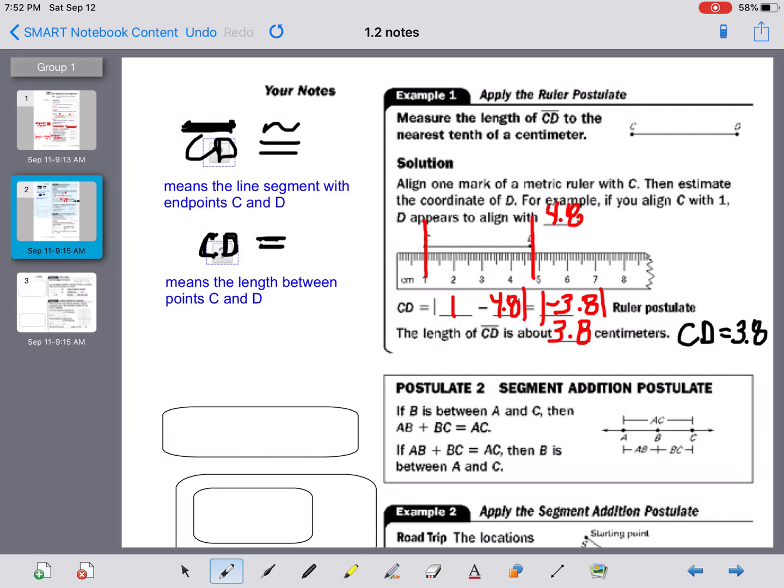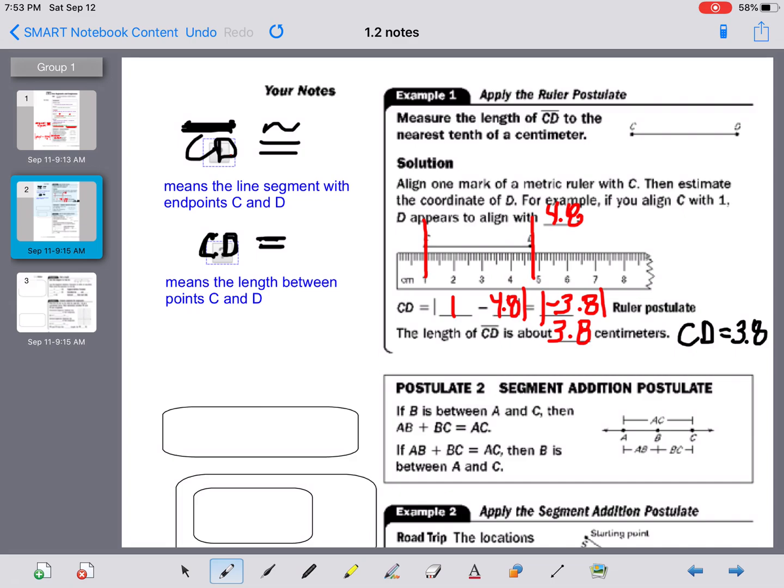Okay, so if I want to know the length of something and I want a value attached to it, I would use an equal sign. But if I'm just talking about a segment, and I'll say like CD is the same length as segment FG, well then those two things would be congruent if there's just the segments. But if I throw in their length, like 3.8, I'm going to make them equal.